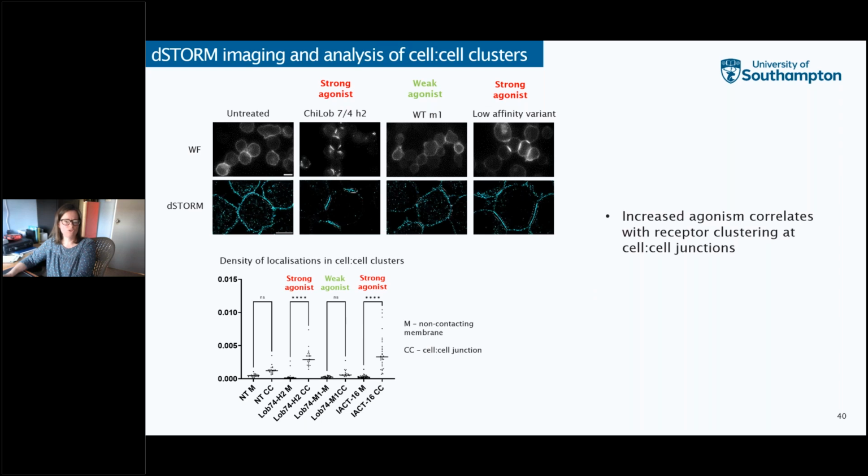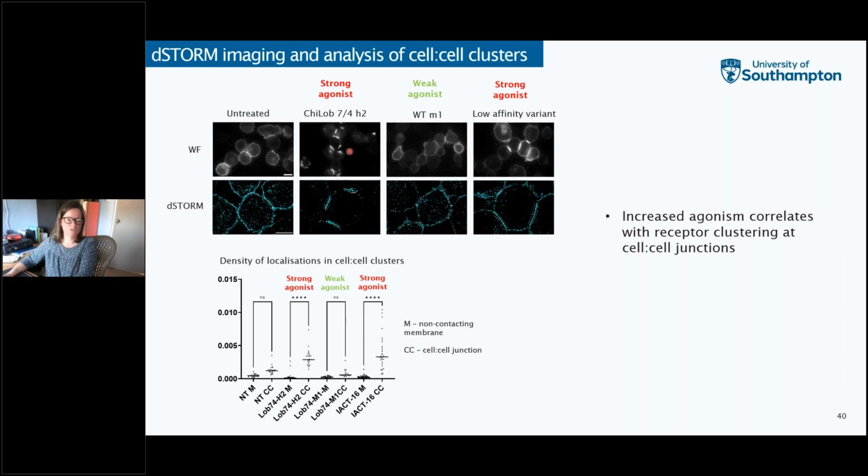So in order to have a better look at the clusters formed at the cell-to-cell junctions, we again employed d-STORM microscopy. So here you can see at the top wide field images of cells treated with various antibodies. So we have the wild type KYLOB74 mouse 1 antibody and the low affinity variant, and also the KYLOB74 human 2 variant, which we know has increased agonism.